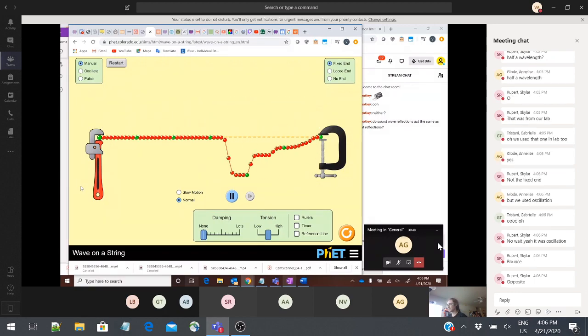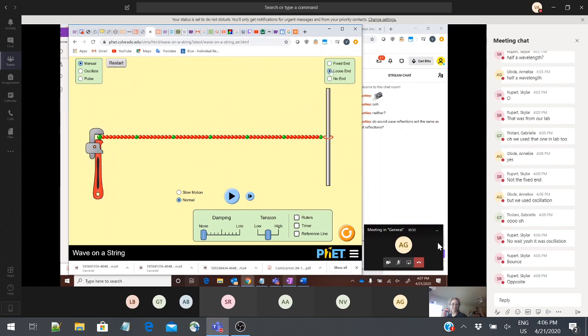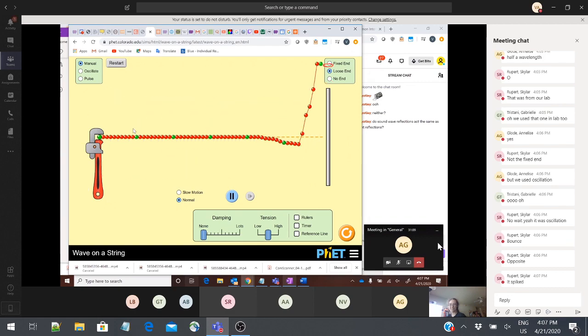Okay, maybe if I show you a different situation, you can see what I'm getting at. But if I have a loose end, yes, opposite, upside down. If I have a loose end and I go, it does not flip upside down. It stays right side up. It flips when it reaches the fixed end, but at the loose end, it just does its thing. And you did notice it's extra big right there, because what's happening at that loose end is actually that idea of interference.